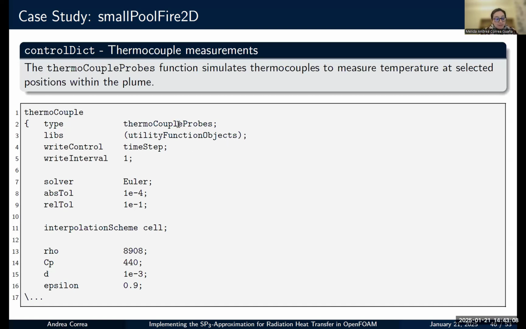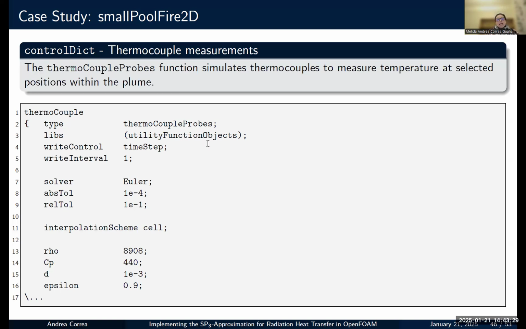But here, I would like to mention one important thing. It's a comment and a question from Said, and thank you for the comment. The question was why I use the thermocouple probes and why I don't use the probes function. This is the other function.